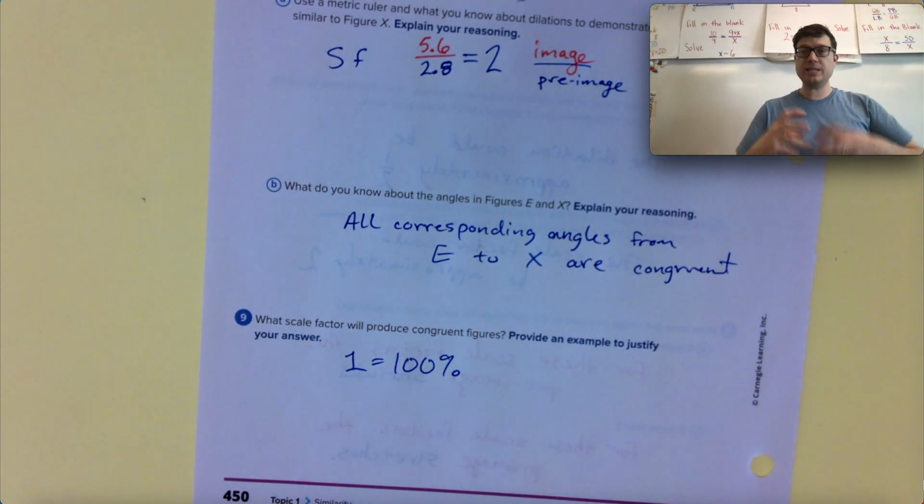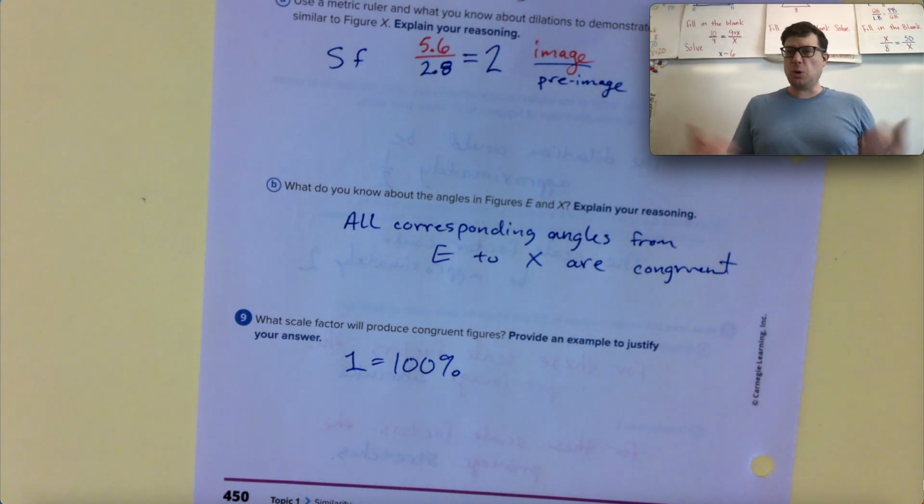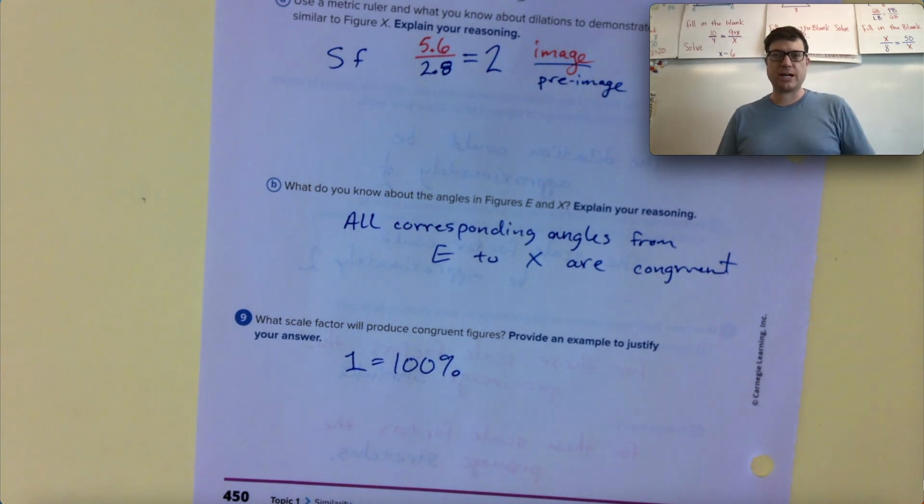If the image does not change in size, then we're just multiplying its ratios or its proportions by a factor of 1 or 100%. That is it for page 450.